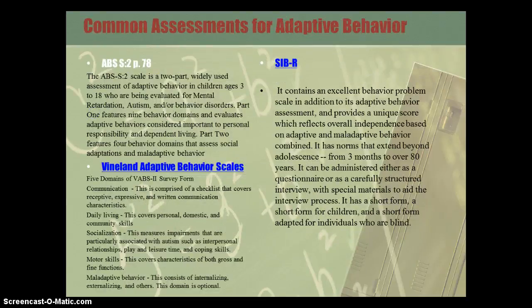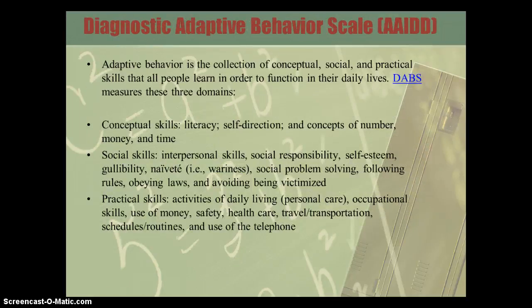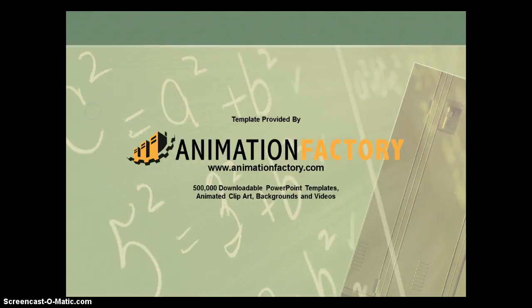3 main assessments for adaptive behavior. There's the ABS-S2, there's the Vineland, and there's the SIB. Each of these have school versions, and they also have versions for residential care. And then we have the diagnostic adaptive behavior scale from the American Association for Individuals with Developmental Disabilities. And this one looks at conceptual skills, social skills, and practical skills. That is chapter 3.